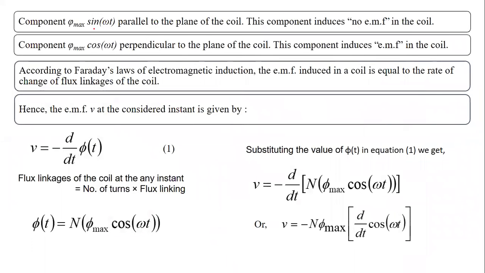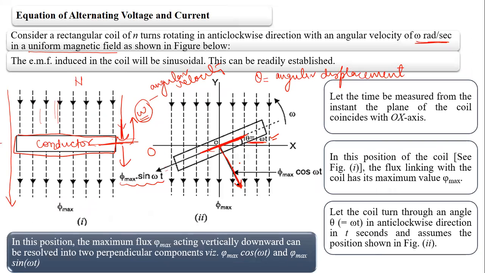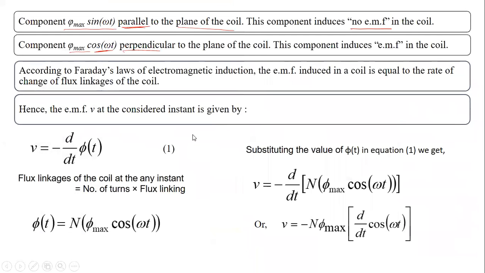So out of these two components, the phi max sine omega t, because it is parallel to the plane of the coil, this particular component is not having any EMF induced over the coil. Means this component is not responsible for the induction of EMF on the coil, right? Similarly, the component phi max cos omega t, which is actually perpendicular to the plane of coil, you can see here once again. So this factor is perpendicular to the plane of coil, 90-degree. So the EMF that would induce on the conductors or on the coil is because of this particular component phi max cos omega t. So it is actually the responsible component for the induction of EMF on the coil.